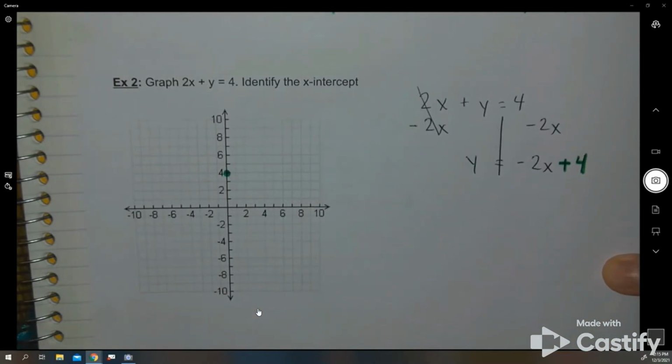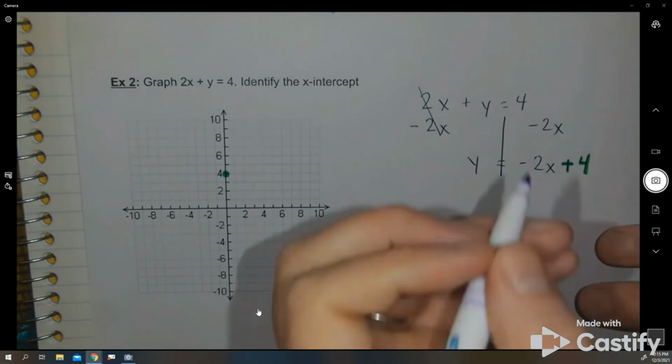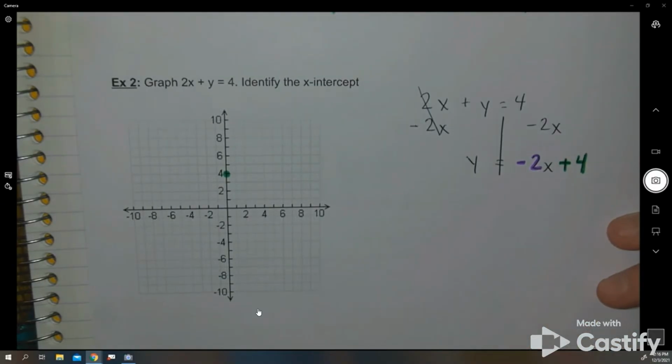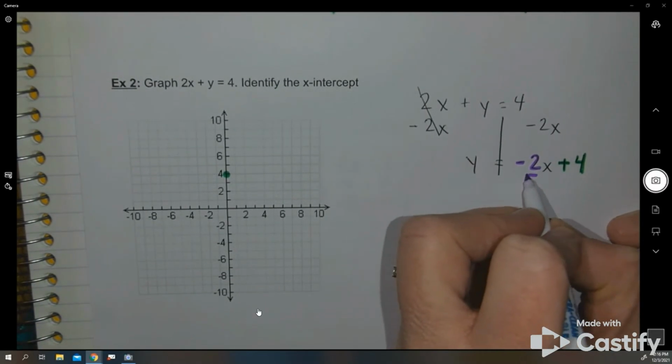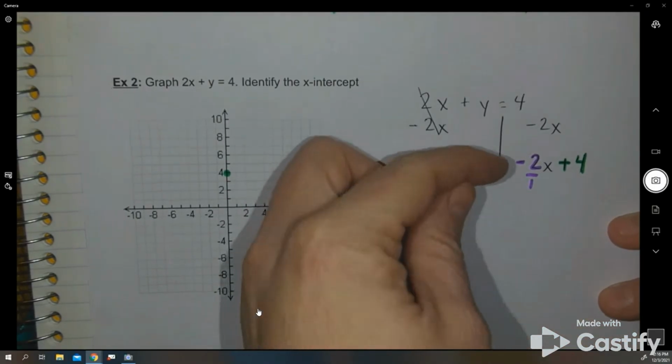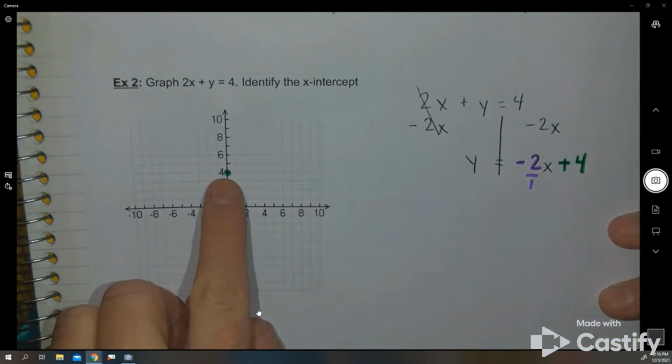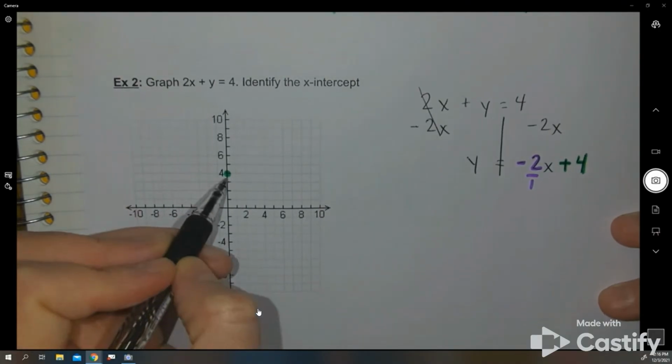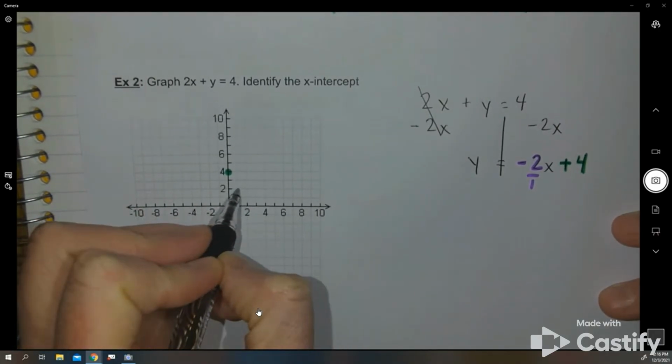So I'll put it up here at positive 4. Make it green because that tells me where to go first. And my slope is negative 2. Remember when we talked about slope originally, I said if you have a whole number for your slope, I would suggest making it look like a fraction. So for example, this would be like negative 2 over 1. The reason for that, remember, is the top is the rise and the bottom is the run. So from this first point that we plotted, we're going to go down 2 and right 1 space.